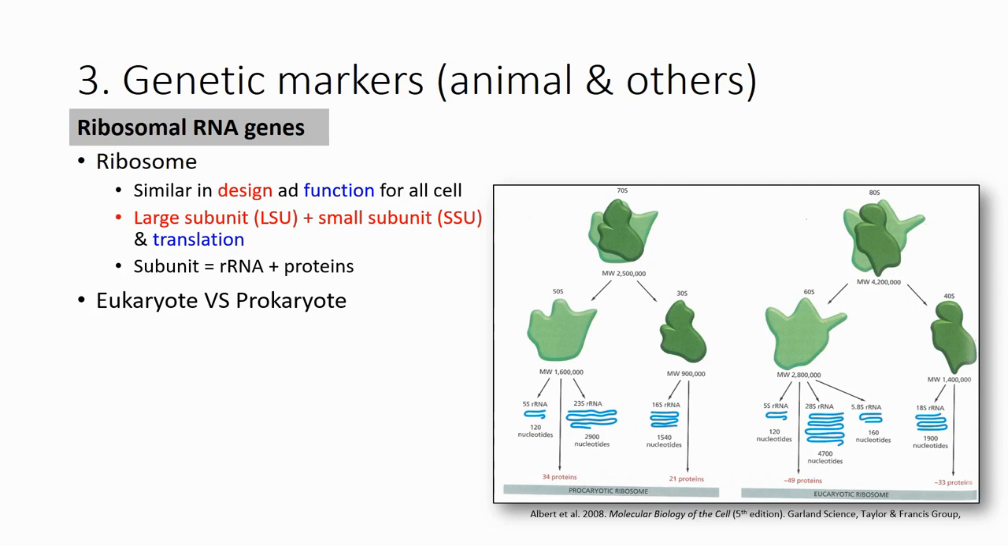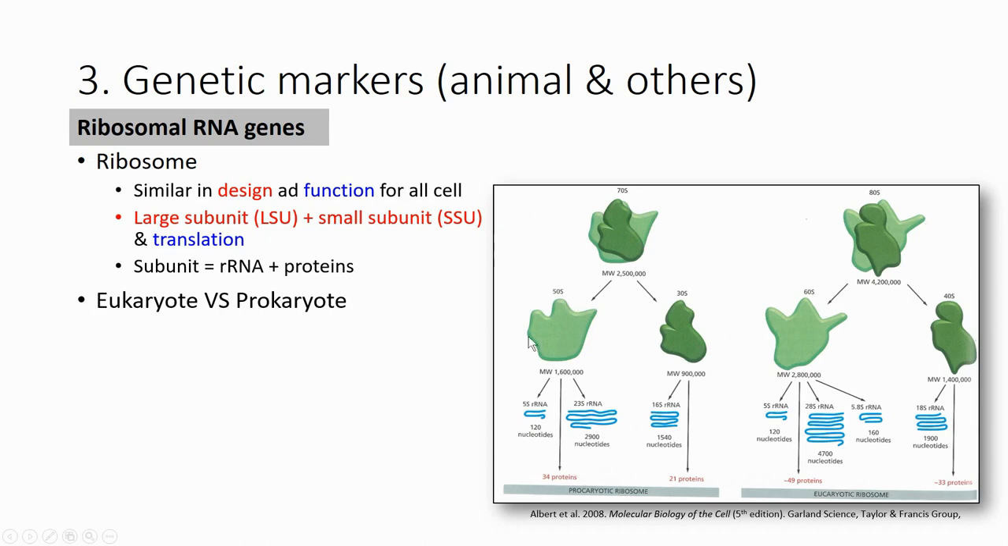So this is the diagram. Here is a prokaryote cell, this one on your left-hand side, and this is a eukaryote cell. Then for each ribosome, you have two subunits, a large subunit and a small subunit.